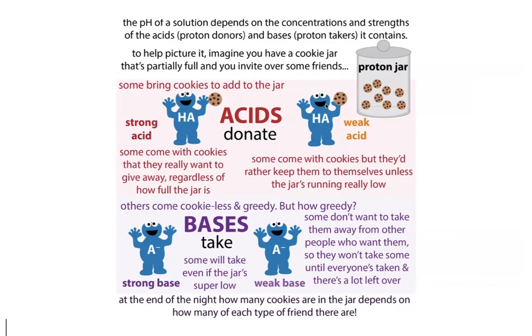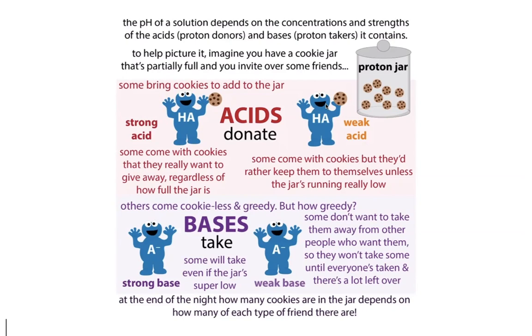But then there are going to be friends that are like, I'm hungry, but there aren't that many cookies. I don't want to take them if other people need them. And so that would be more like a weak base. And again, it's not really like this, it's just that they're not going to hold on to them that tightly. And if they're not holding on to them that tightly, and there's less of them around, they're more likely to just not have a cookie if you were to go and find them at the party. But if there's more around, then you might be more likely to find them with the cookie. And so this would be how we can talk about the strength of an acid or a base.